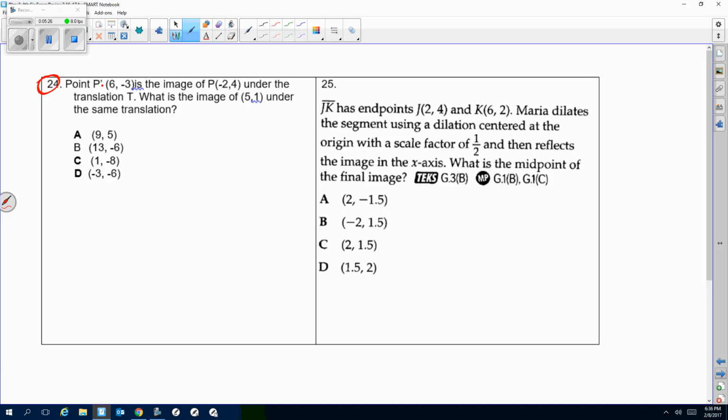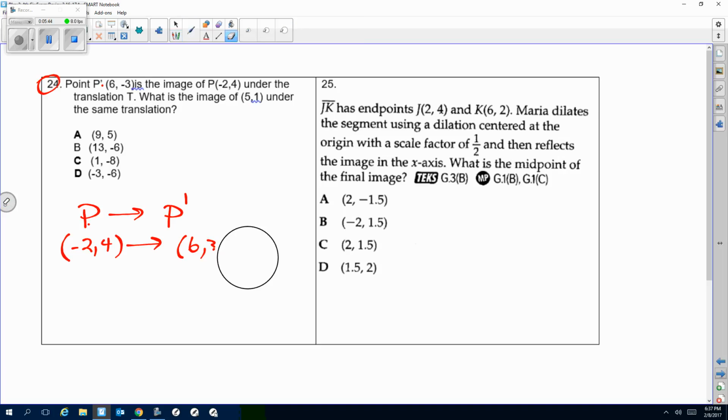P prime is 6, -3 and is the image of P. So it always goes pre-image to the image, the letter to the prime. So we have -2, comma 4 mapping to 6, comma -3. Got that? What is the image of 5 under the same translation?